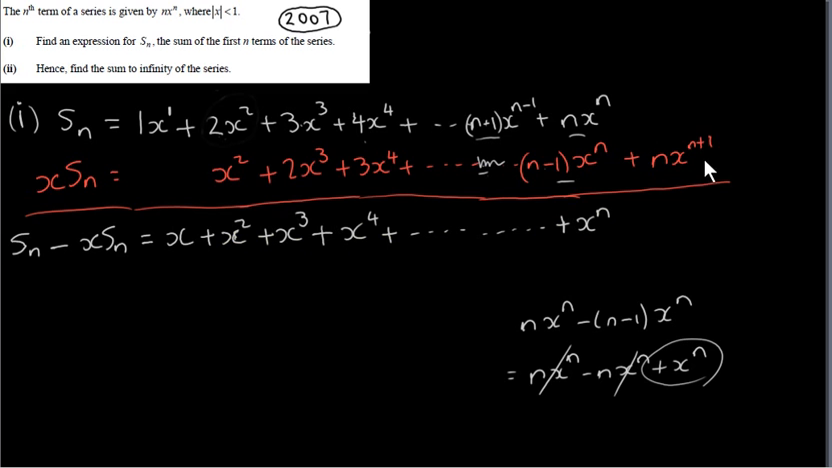Now, this term here is out on its own. There is no term like it in Sn. So we have basically Sn, all of this series, minus all of this series. So we're minusing everything here, including this term. So we get minus nx to the power of n plus 1. Or if you like, we have a 0 out here. So we have 0 minus this term. Gives us this.